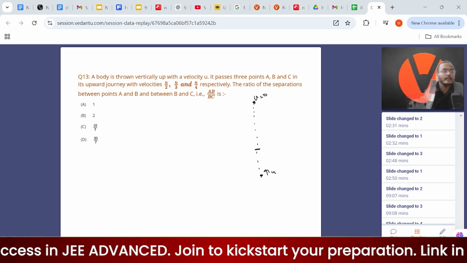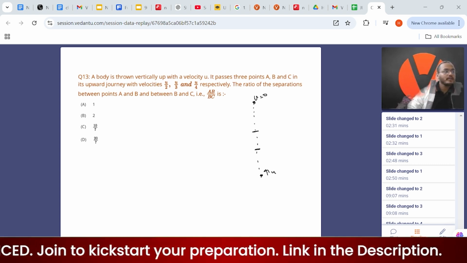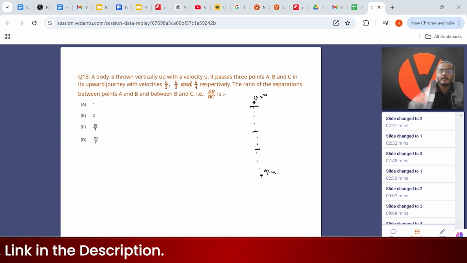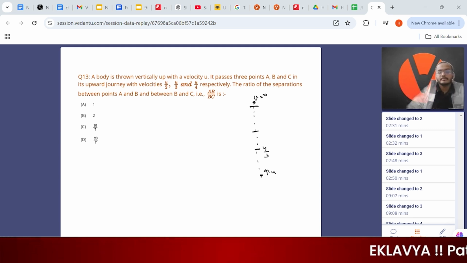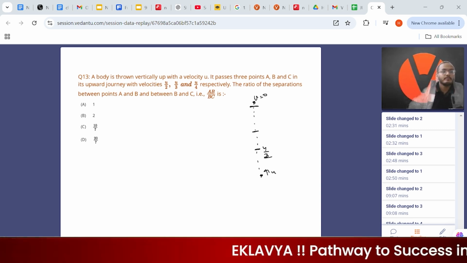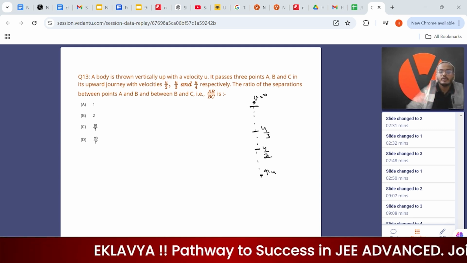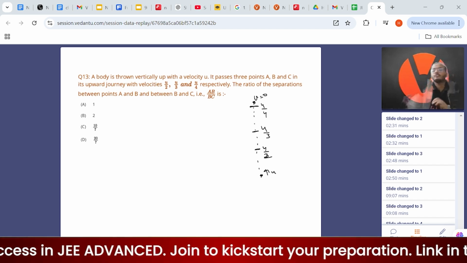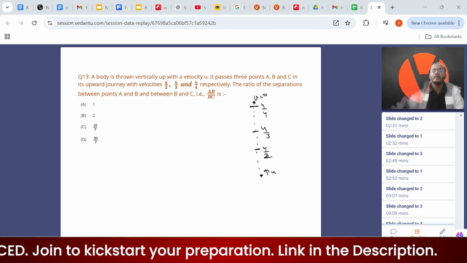First point here A, another point here B, and another point here C. Now, here its velocity is u by 2, it will be u by 3, and here it will be u by 4. It's not 0, so it has not reached the final height.